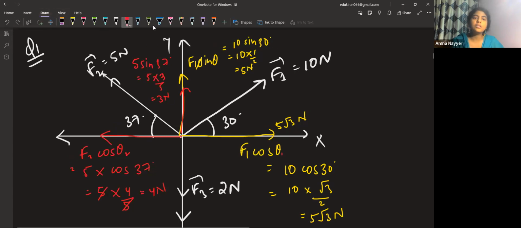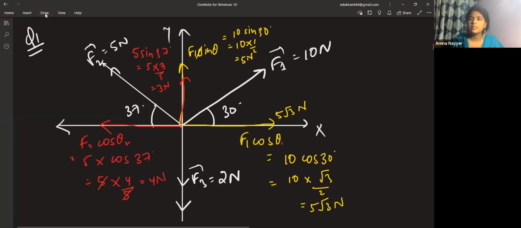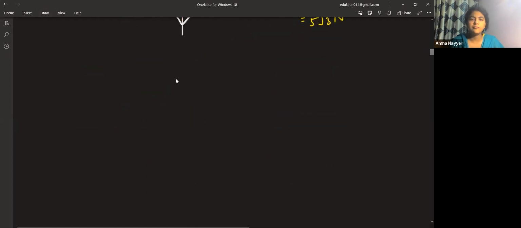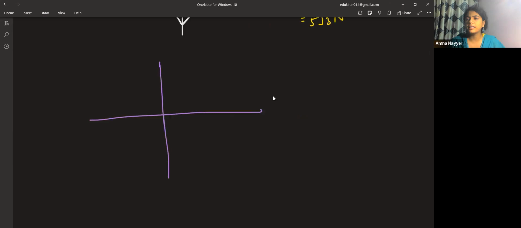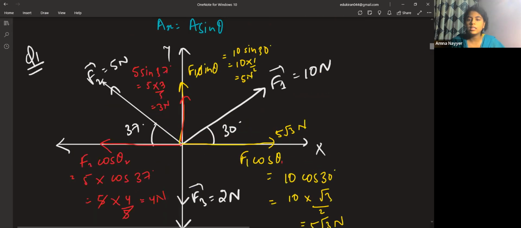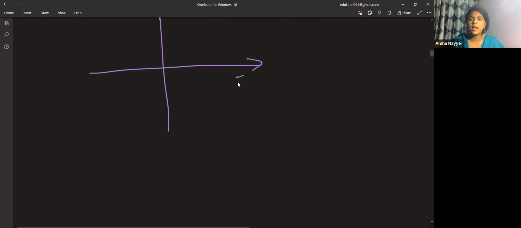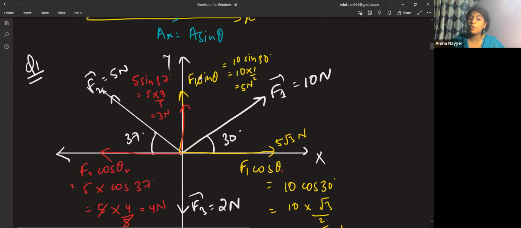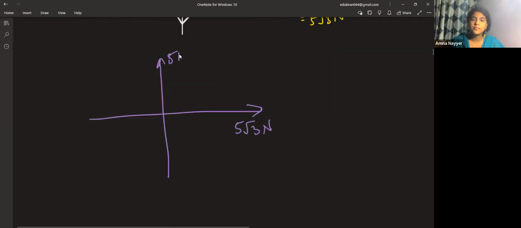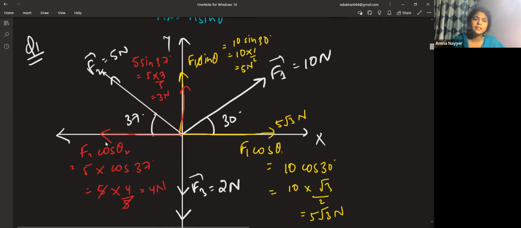So we have resolved every vector. Let me draw it separately so that you are able to understand. I just made the calculation there. Everything I am resolving along the y and x-axis. Along the positive x-axis, what all do we have? Along this axis, we just have one quantity, 5 root 3 Newton. Then along this axis, you have two components. You have 3 Newton and you have 5 Newton. Coming to the negative x-axis, do we have anything? Yes, 4 Newton.